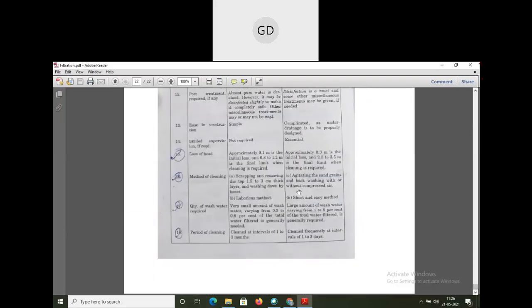Okay, so now let's watch the video. For the constructional details, you will get some idea about the constructional details of rapid sand filters. And if the video ends in the middle of the class, then share your attendance in the WhatsApp group. Give your attendance there. Okay, so let me share the video.